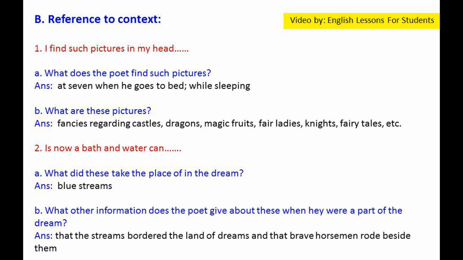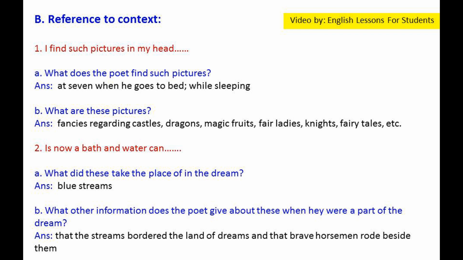B. Reference to context. Read these lines from the poem, then answer the questions. 1. I find such pictures in my head. A. When does the poet find such pictures? Answer. At 7 when he goes to bed while sleeping. B. What are these pictures? Answer. Fancies regarding castles, dragons, magic fruits, fair ladies, knights, fairy tales, etc.